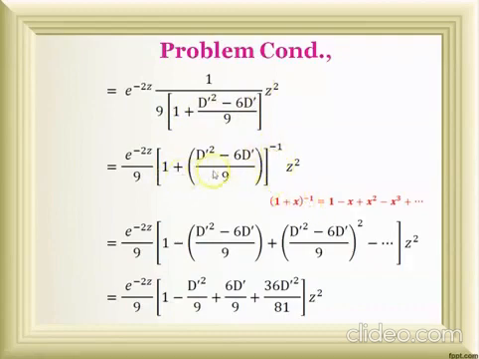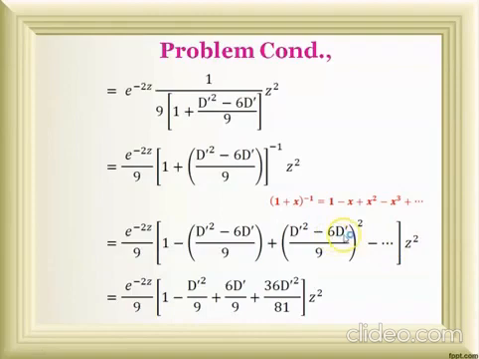So it looks like (1 plus x) power minus 1. The (1 plus x) power minus 1 formula is here: 1 minus x plus x square minus x cube, alternating signs will come in this particular formula. In place of x, I have d dash square minus 6 d dash by 9. I am developing this term by using this formula. In this second term, d dash power 4 is 0, because d dash power 4 of z square is 0. D dash power 3 of z square is also 0. I am getting only up to the second order derivative.